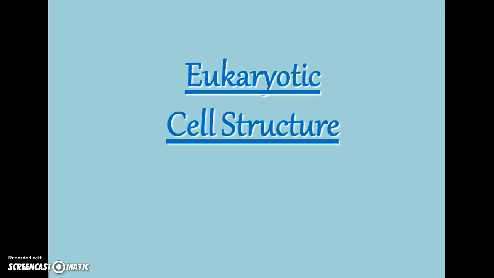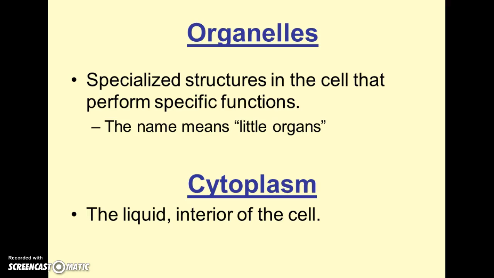This is the first of 2 videos that will help you understand the parts of a eukaryotic cell: plants, animals, fungi, and protists, and all of the cell parts that help them do what they need to do. First, we have 2 definitions that you need to become comfortable with.